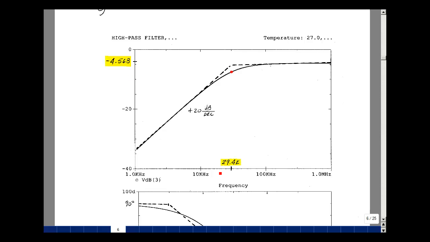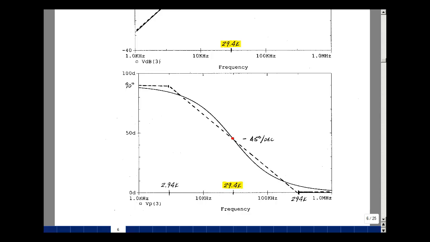The corner frequency was at 29.4 kilohertz, and so I found where that was between 10K and 100K using my ruler, the techniques described in Chapter 12. Then I drew my asymptotes from that point. Below that, a slope of 20 dB per decade, and above it 0 dB per decade. And right at this frequency, we're roughly down 3 dB.